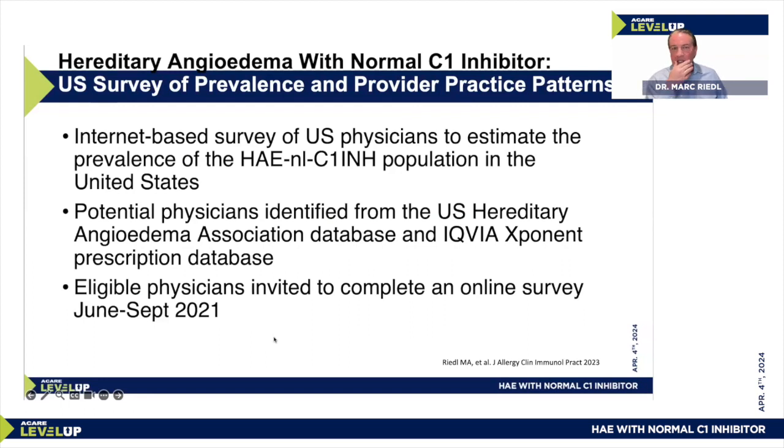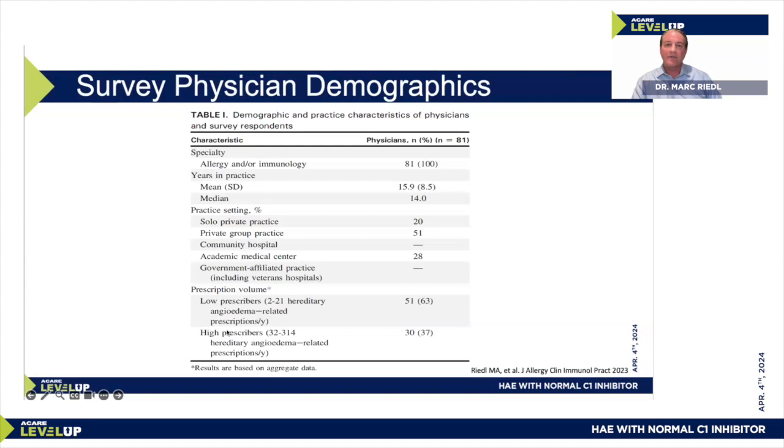So in the last couple of minutes, let me just share with you some interesting data we generated in the US. This was a survey published just last year, an internet-based survey of US physician specialists trying to get at both the prevalence of HAE normal C1 inhibitor in the United States, but also learn how physicians are going about evaluating and treating these patients. This methodology used what we call a prescription database. It's a huge database looking at all the HAE medications that are prescribed, who's prescribing them, and then surveying those physicians as well as physicians involved with the HAE Association. This data was gathered in 2021. So it's a little bit old now, but this is the status as of a couple of years ago.